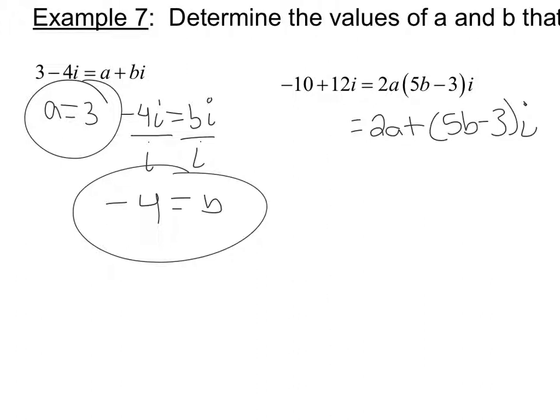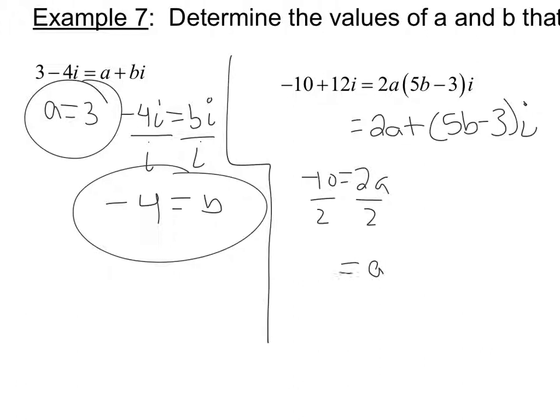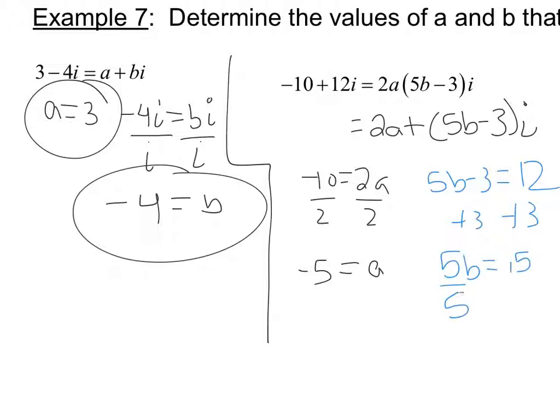So if we look at that over here, we have negative 10 equals 2a. Divide by 2, you get a equals negative 5. Here you have 5b minus 3 equals 12. I left the i off because remember over here we could just divide by i and they cancel. So they're going to cancel again. So add the 3. Divide by 5. So you get b equals 3. So our answers to make these equal, a is negative 5, b is 3.